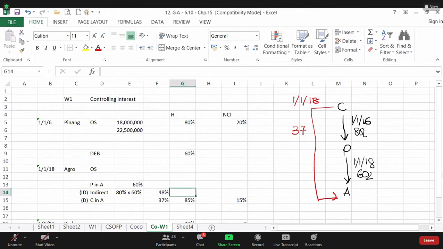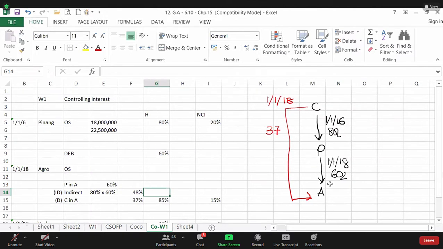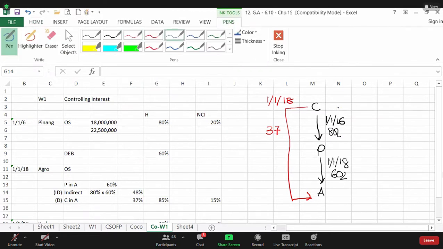So when I do a diagram, Coconut having a direct interest in R. So it means that the relationship is like this. So this is our direct interest. So direct can be associate if less than 50. Okay. In these cases, C having a direct in A about 37. If I prepare single financial statement, D is associate. However, we need to consider indirect, which is we already made a calculation about 48%.